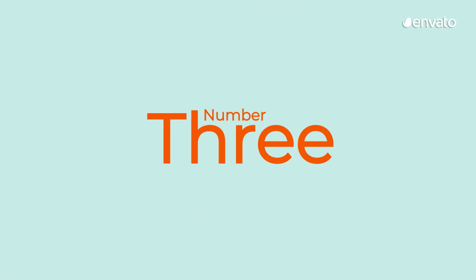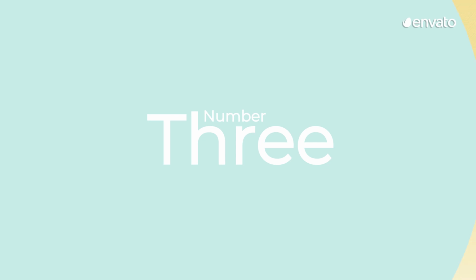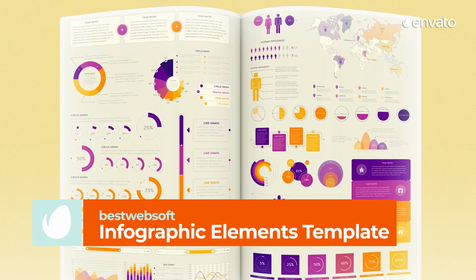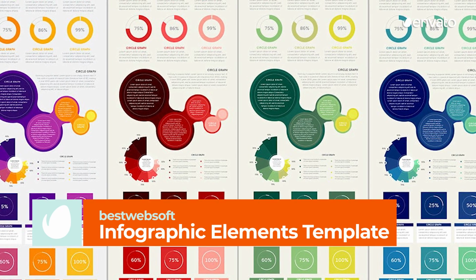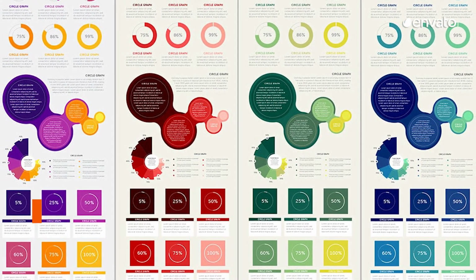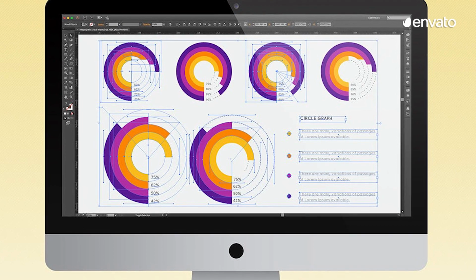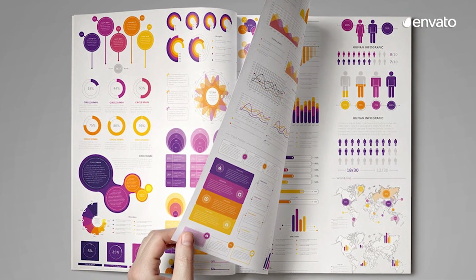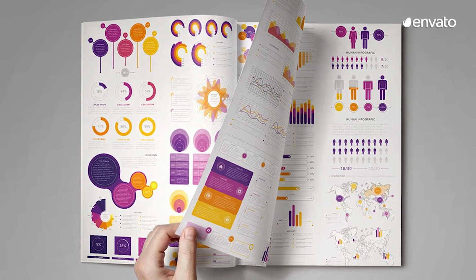Number 3. Infographic Elements Template by bestwebsoft. The number 3 addition to our Envato Elements Top 10 Best Infographic Design Templates Countdown contains stunning infographics ranging from world maps to triangle charts, human infographics, and bar charts, among many other elements.